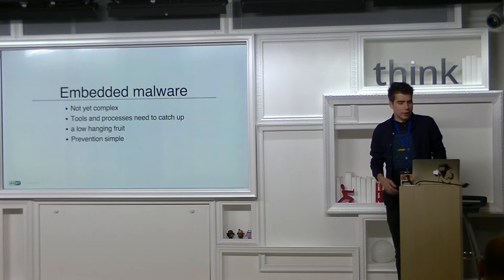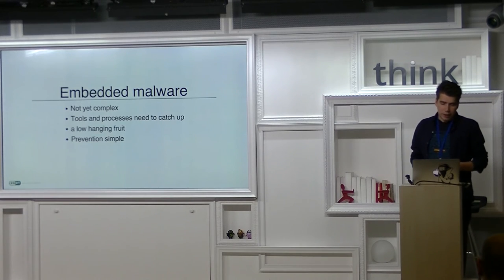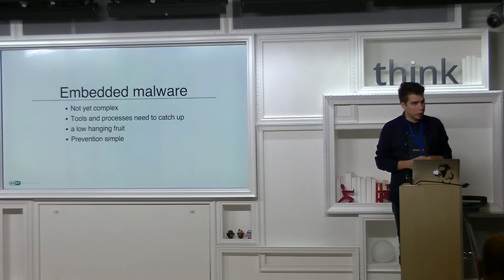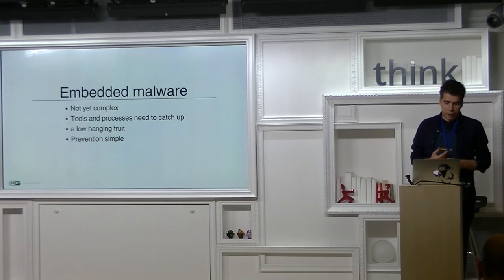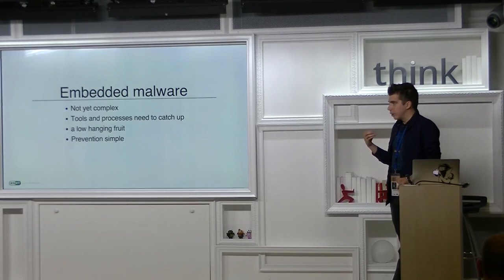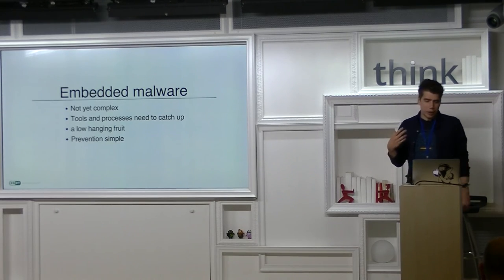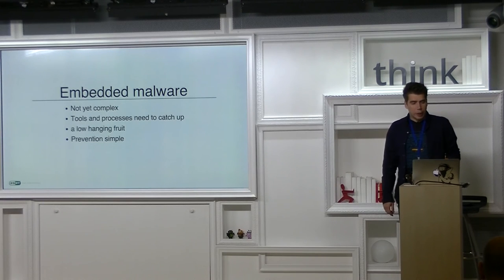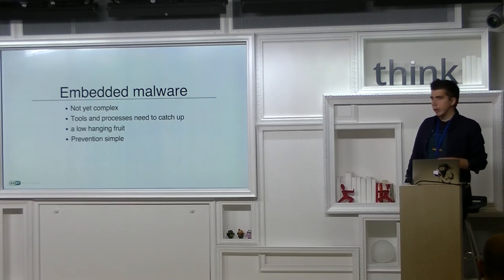Another takeaway is that the embedded Linux malware is not yet complex, but still the tools and the processes need to catch up. The Windows stuff is definitely more complex, advanced, and hard to track. But we have absolutely no visibility, and without visibility, we have a problem saying the impact or the number of infected hosts, which makes it really harder to have a good case and help convince people of the importance of the threat. It is still a low-hanging fruit, and prevention is really simple.